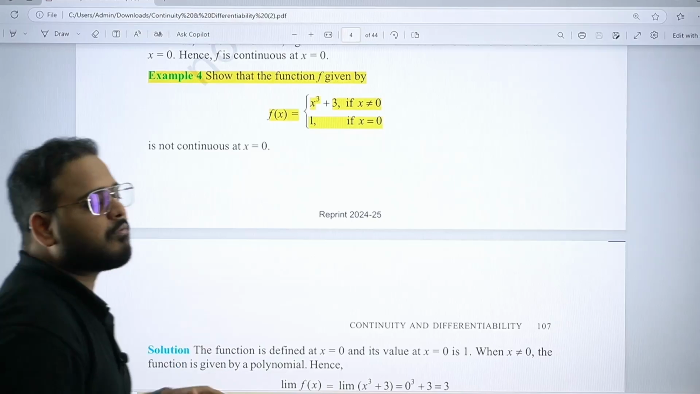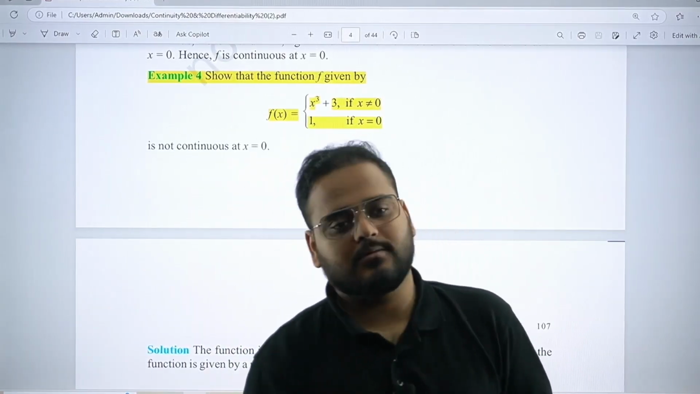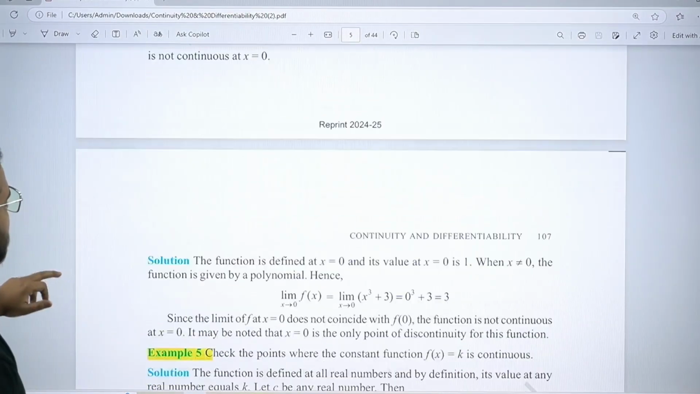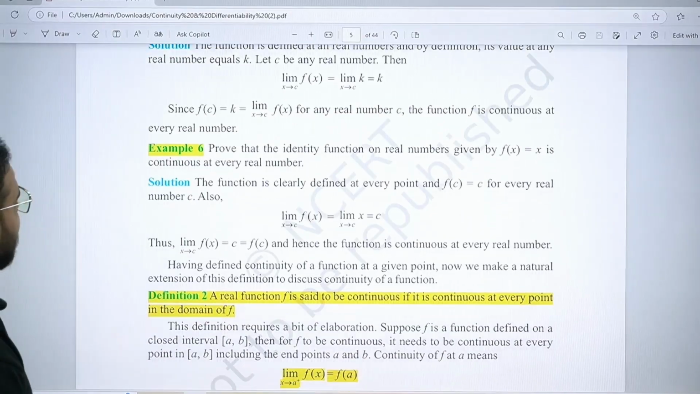These are simple questions. You don't have to solve and learn them. Just quickly look at them and learn. That is more than enough. You don't have to solve these questions exactly. That's why you can quickly do this. So example number 4, example number 5, example number 6 and definition number 2.